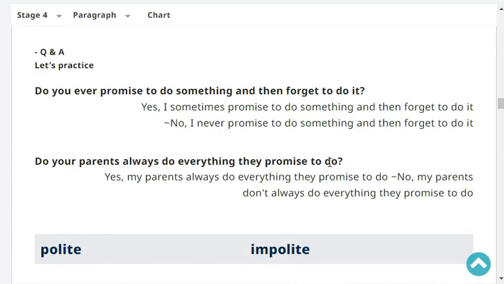Do you ever promise to do something and then forget to do it? Yes or no? Yes, I sometimes promise to do something and forget to do it. Do your parents always do everything they promise to do? Yes, my parents always do everything they promise to do.